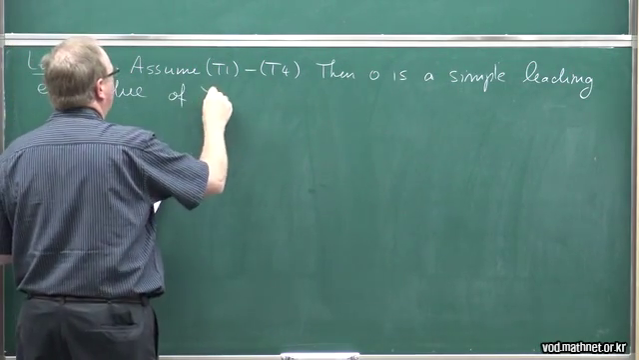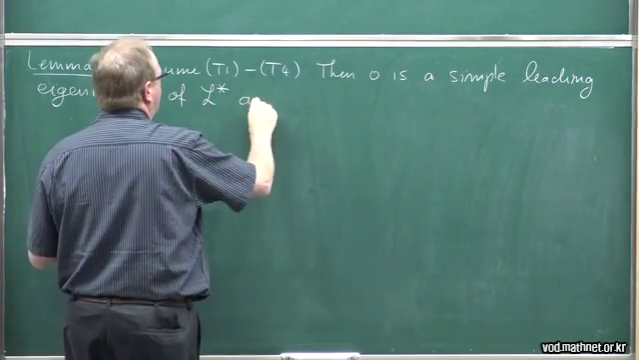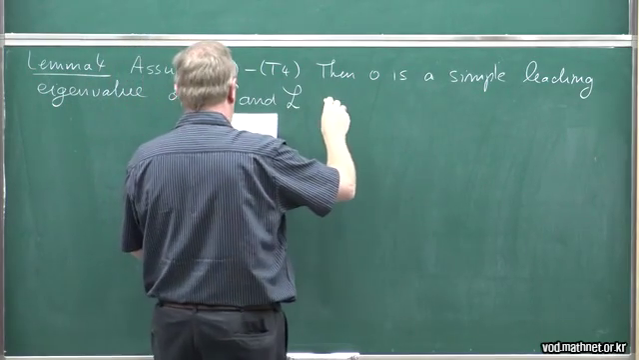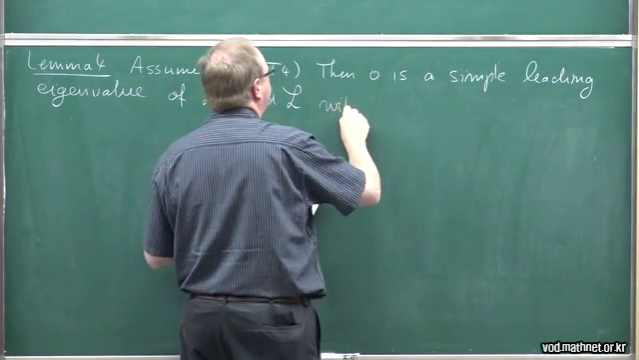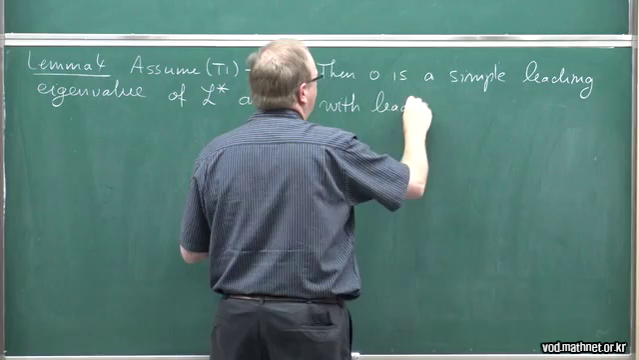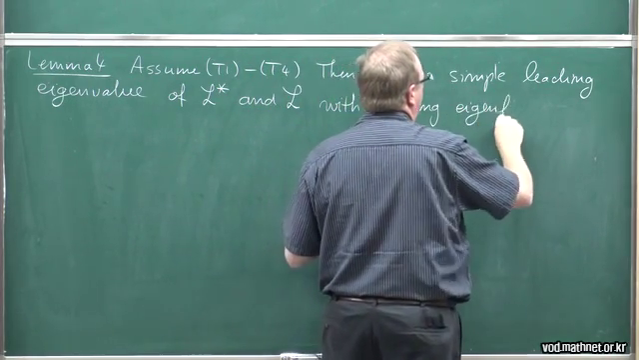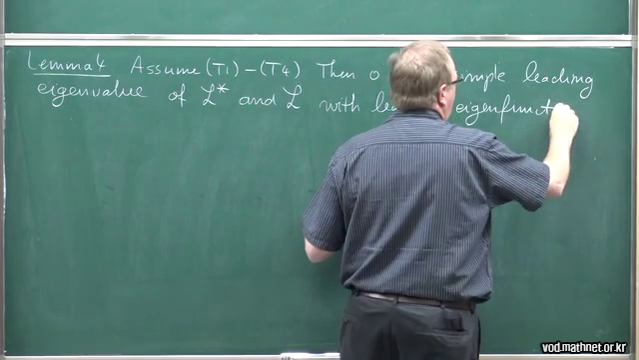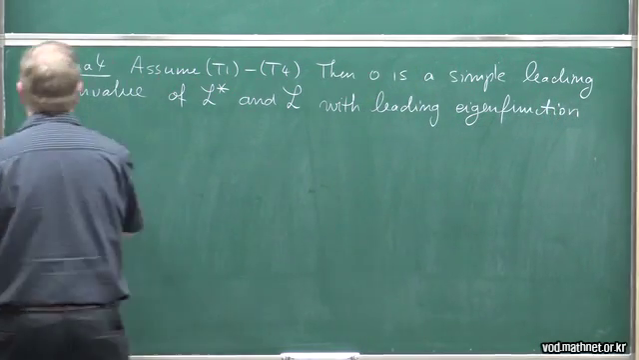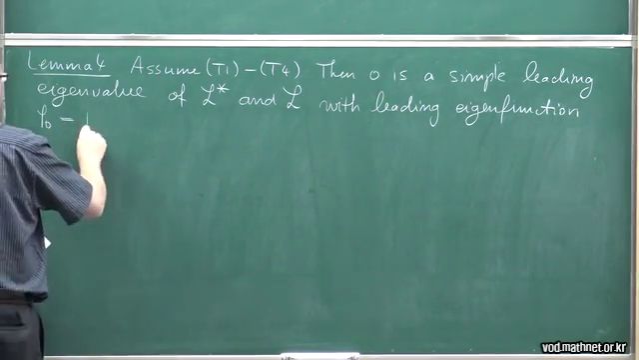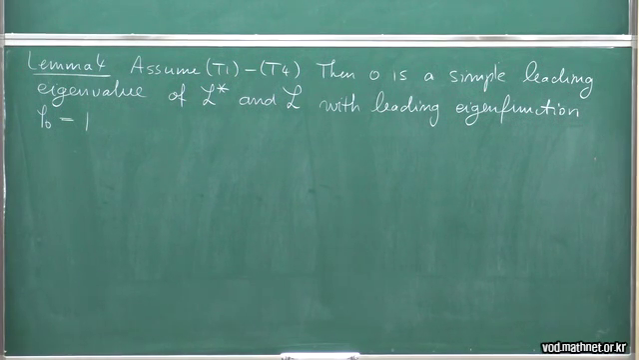Of both L star and L with leading eigenfunction phi 0 is equal to 1. Okay, so the same as we found here, we have an eigenvalue 0. The eigenfunction here is 1, 1. In the general case, it is the constant function 1.